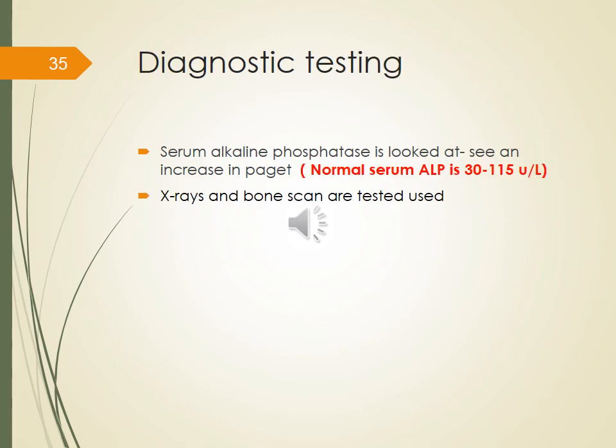Diagnostic testing, they would do a serum alkaline phosphatase. It's looked at. You see an increase in this in Paget's. A normal serum ALP is 30 to 150 units per liter. So if you see an increased one, this will give an indication. They also use x-rays and bone scans to test for it.